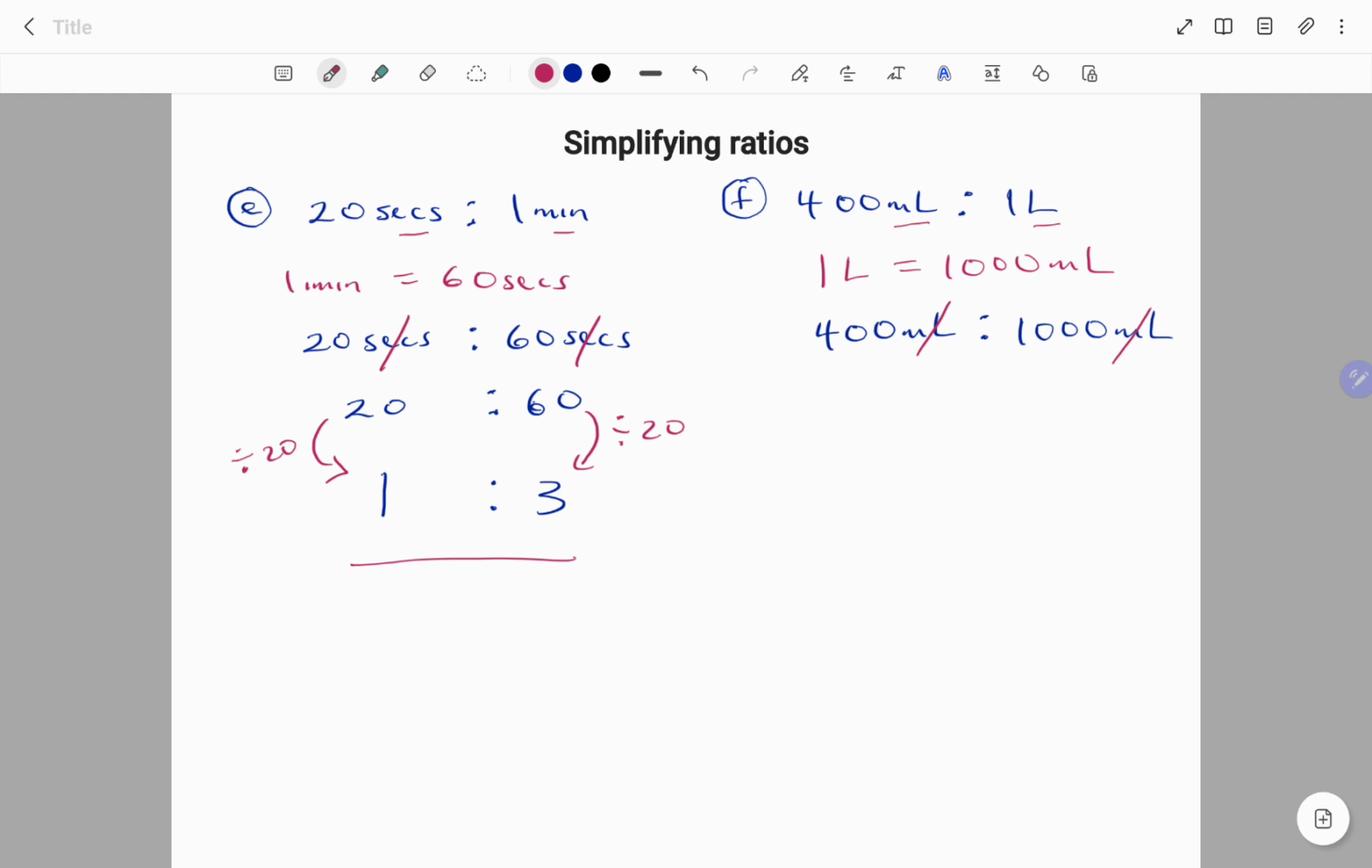Then I'm going to be dividing by my highest common factor, which is 200. 400 divided by 200, I'm going to have 2, and 1,000 divided by 200, I'm going to have 5. So the ratio 400 milliliters to 1 liter in the simplest form is going to give me 2 to 5.